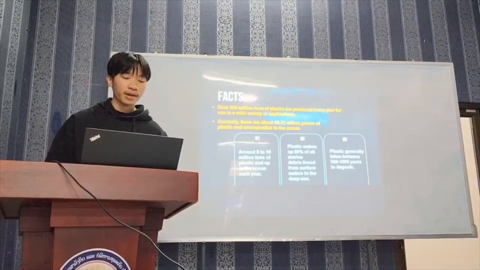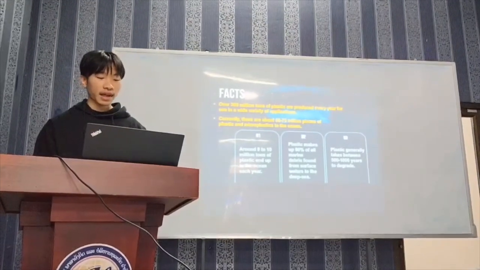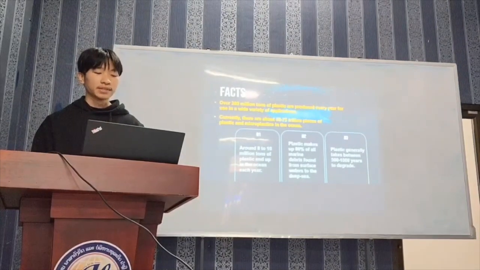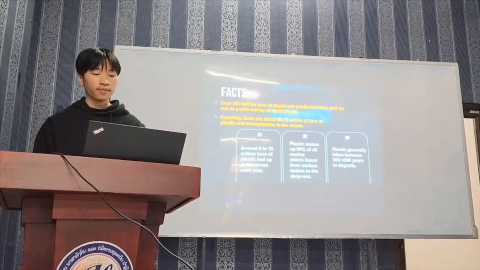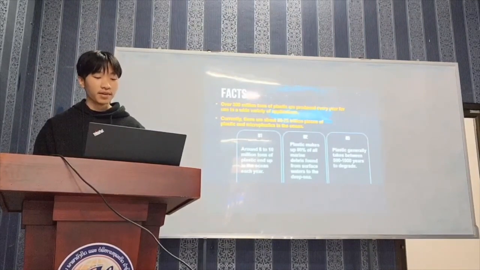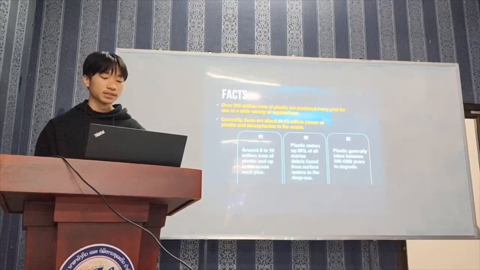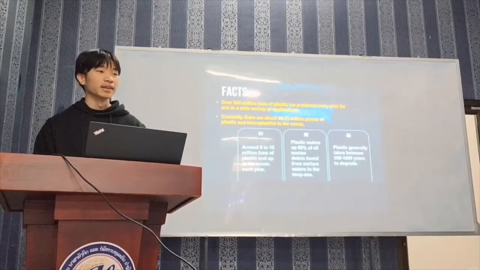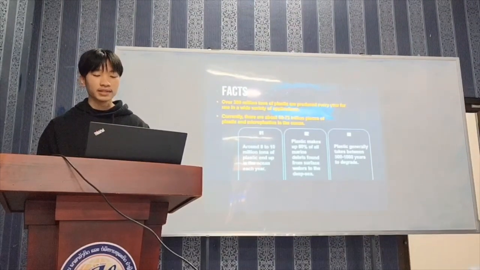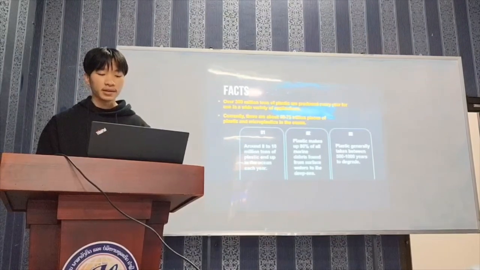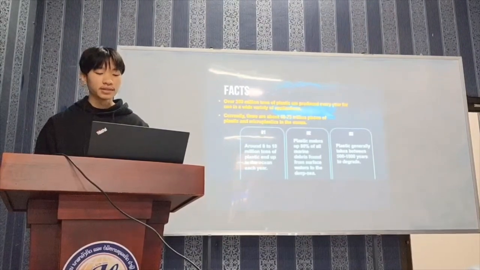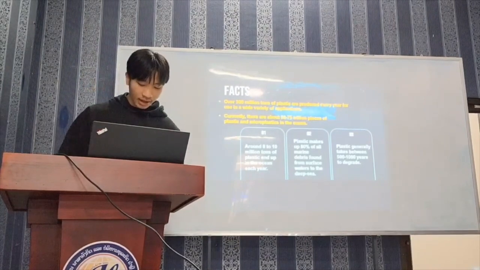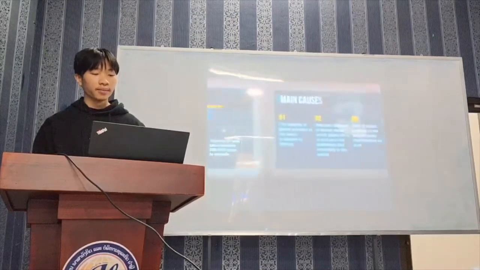Around 8 to 10 million tons of plastic end up in the ocean each year. Plastic makes up 80% of all marine debris found from surface waters to deep sea. Can you repeat that again? Debris. No S, okay? Plastic generally takes between 500 to 1,000 years to degrade. Let's move on to the next one, main causes.